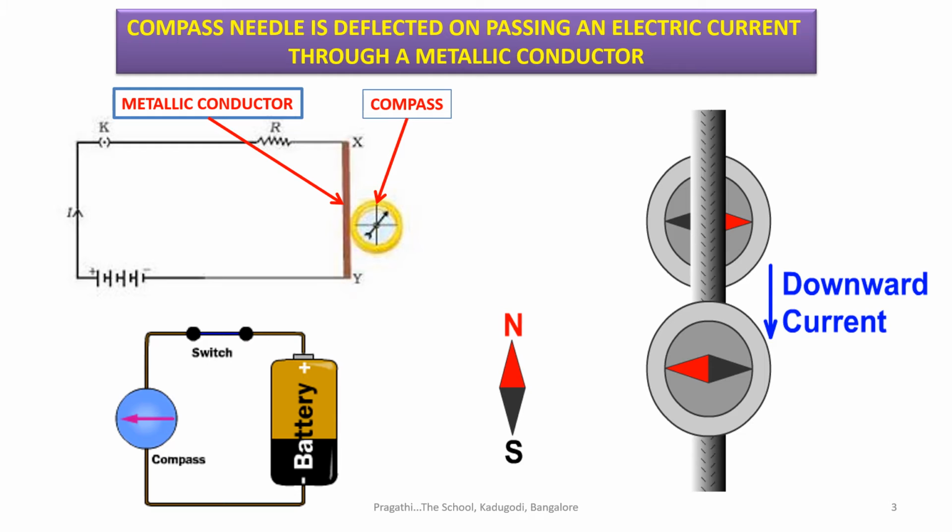So what we learn through this? We learn whenever a current flows through a conductor, the conductor exhibits a magnetic field. Clear?